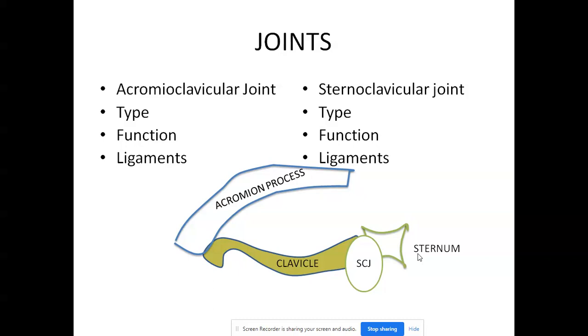The functions of the joint are: this is the only skeletal articulation between upper extremity and axial skeleton.